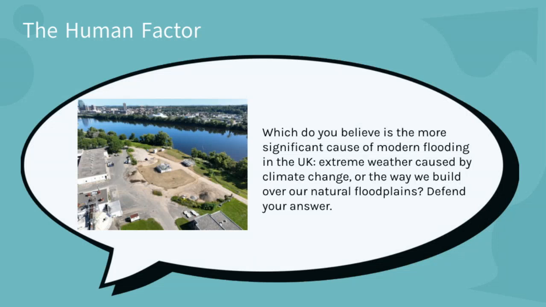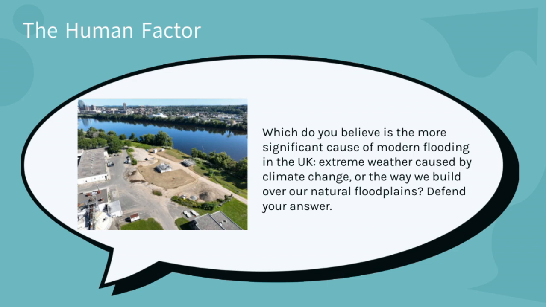Now we are going to think more deeply. Here's the question. Which do you believe is the more significant cause of modern flooding in the UK? Extreme weather caused by climate change, or the way we build over our natural floodplains? This is an evaluation question. That means there is not just one simple answer. You need to weigh up both sides and support your opinion.